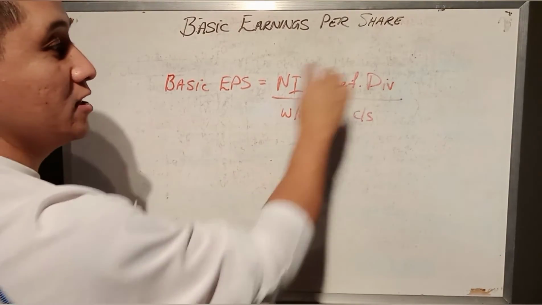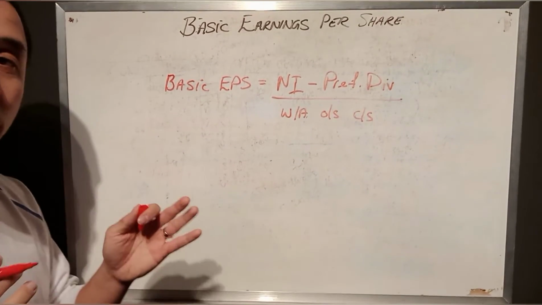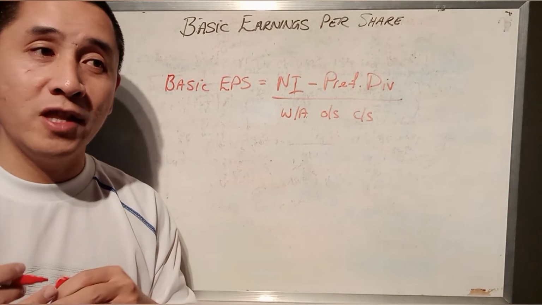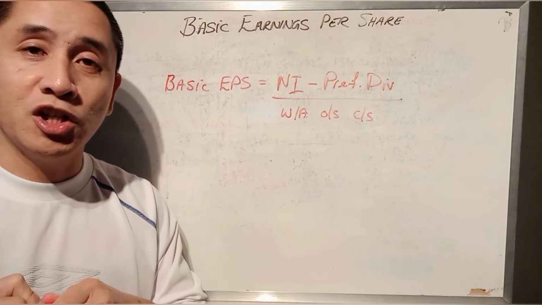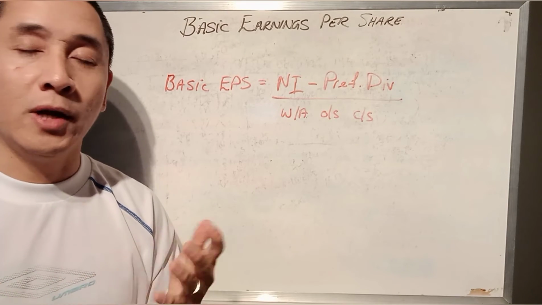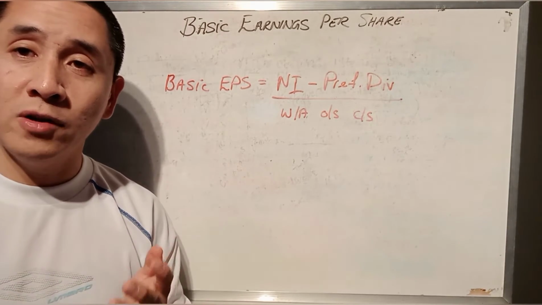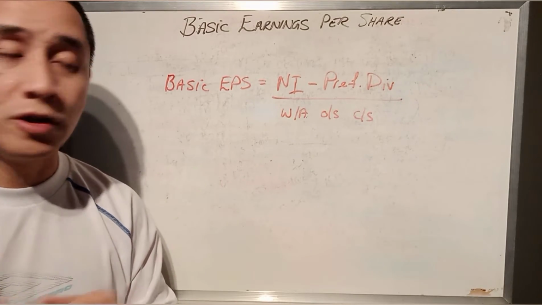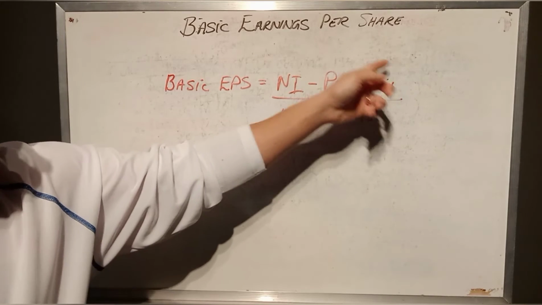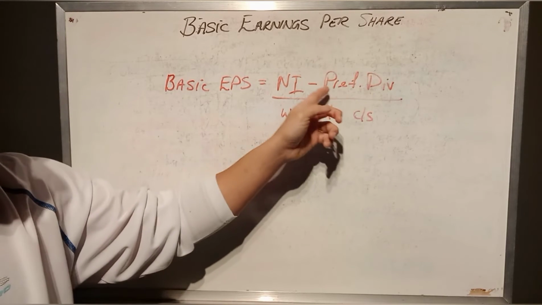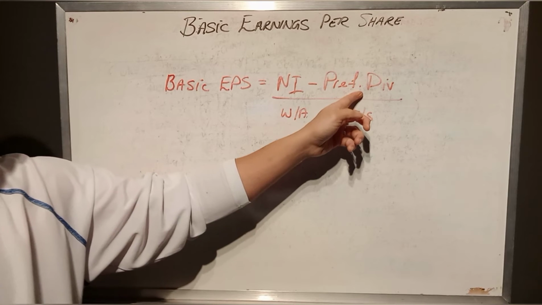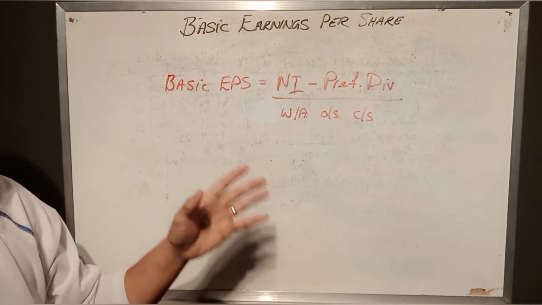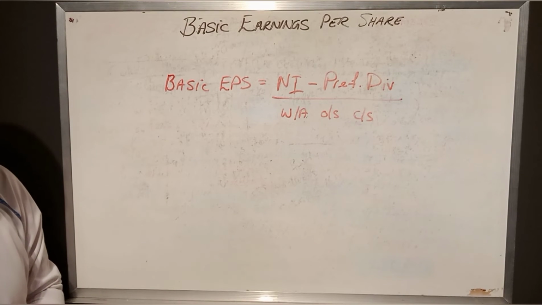Now, the preferred shareholders have more weight than the common shareholders. If the organization liquidates and closes up, then preferred shareholders would get paid out before the common shareholders. So if preferred dividends are declared during the year, or if they are cumulative dividends, then you would be subtracting that.